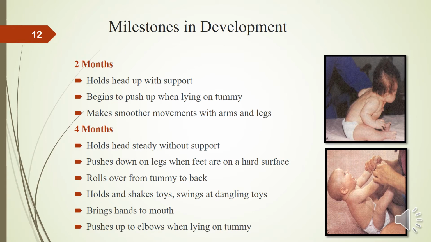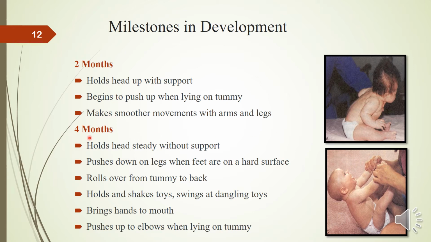You cannot take x-rays to check the development of the child, so we are relying heavily on our observation of the child. For example, a 2-month old child should normally hold his or her head with support. You see in this picture here, the child cannot hold his head, so the caregiver's hand is here. The child cannot control his head at 2 months of age, and he begins to push up when lying on the tummy, and makes smooth movements with the arms and the legs. Normally you will see the children circling their arms and pedaling their legs. So this is quite normal of a 2 month old child.